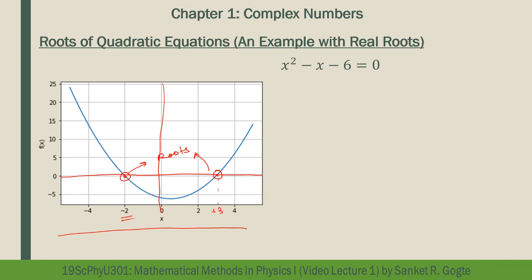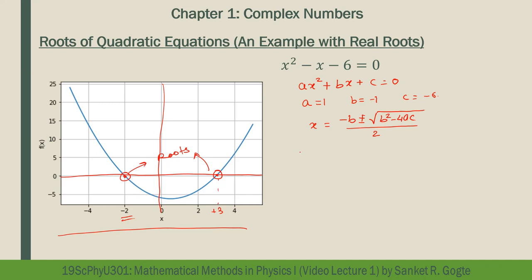One way, as I said, is to factorize the equation. In this case, it is not going to be very difficult, but it may happen that the coefficients are not simple enough to factorize the equation, and therefore, for the sake of demonstration, we will use the formula that we have just written. So a quadratic equation in general is of this form. For the given quadratic equation, a is equal to 1, b is equal to minus 1, and c is equal to minus 6, and the roots are given by x is equal to minus b plus or minus square root of b square minus 4ac, divided by 2a.